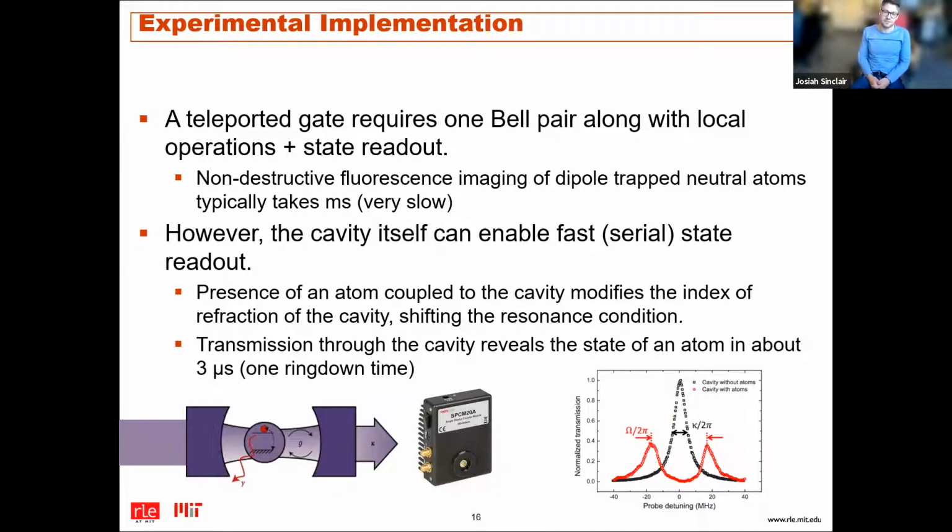However, the cavity itself can enable fast serial state readout. Basically, the presence of an atom in the cavity modifies the index of refraction of the cavity, shifting the resonance condition. So you can see here, I've got a picture from the internet of a pretty famous avoided crossing experiment where the cavity's transmission strongly depends on presence or absence of an atom in the cavity. What we've worked out is that we can measure transmission through the cavity and reveal the state of an atom in about 1 ring down time. So using the cavity, we can do, in about 3 microseconds, a measurement of is it in this state or not. That adds a little bit to our time, but we're still talking maybe 10-ish microseconds to establish this Bell state.